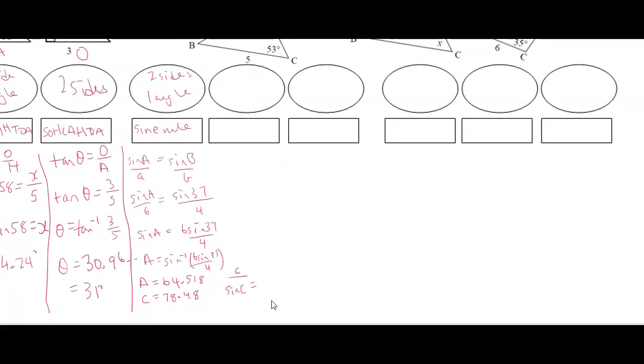And it's probably better to use what you already have. Don't use A, so we're going to use B. So sine B. So C over sine 78.48 is equal to B, which is 4 over sine 37. And just because we're running out of room, I'm going to do the length of C, which we labeled as X. I'm going to call that X, sorry. X is 6.51.